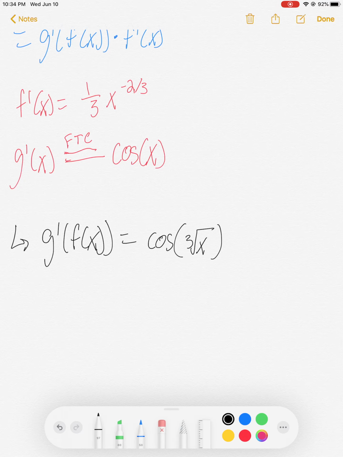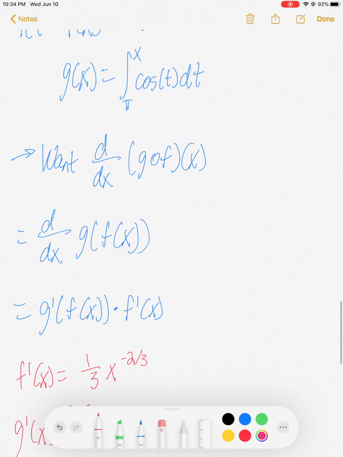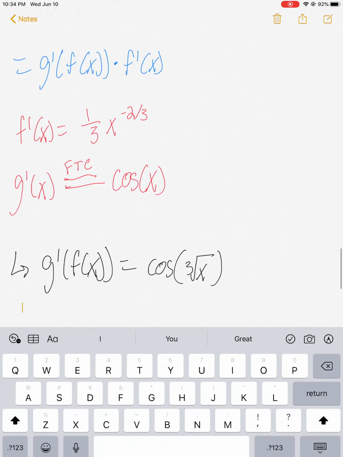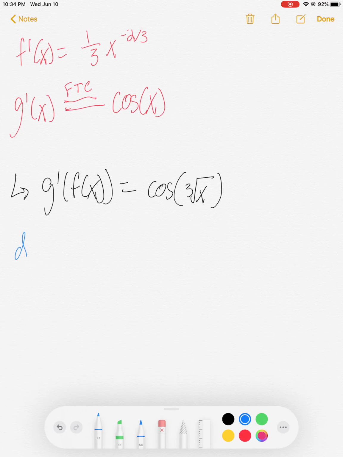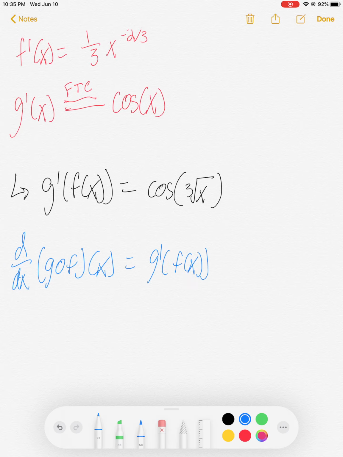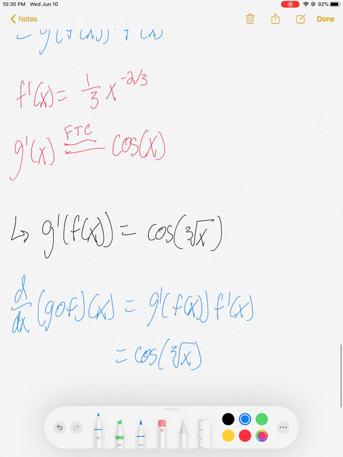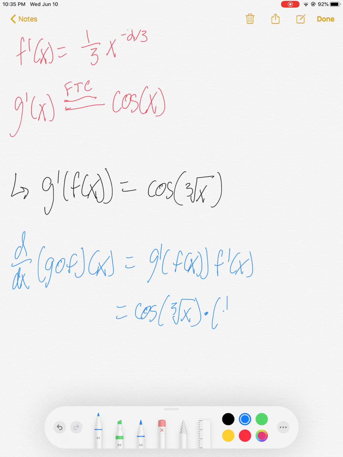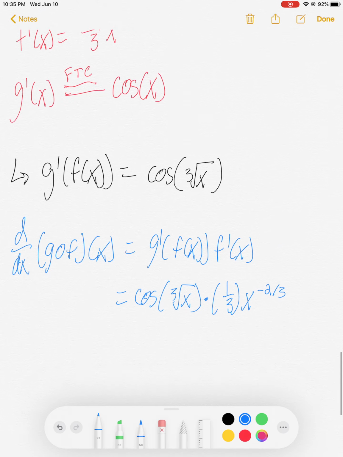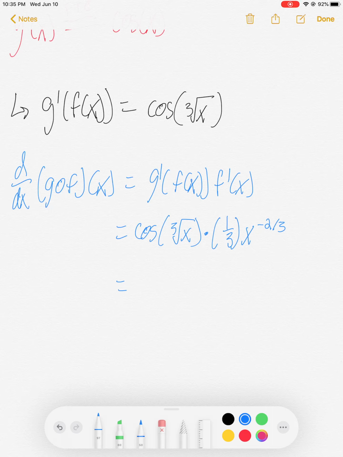Well then, if I go down, that means that g prime of f of x equals cosine, and now I'm plugging in f of x. F of x was x to the 1/3, so cosine of the cubed root of x. So our derivative then, d dx of g composed with f of x, we said that that was g prime of f of x times f prime of x.